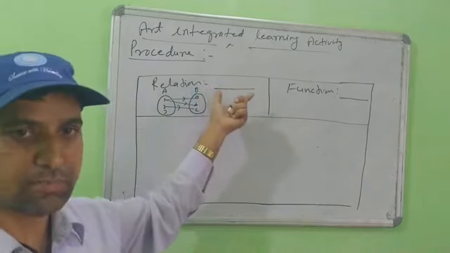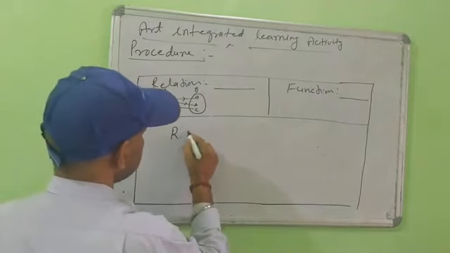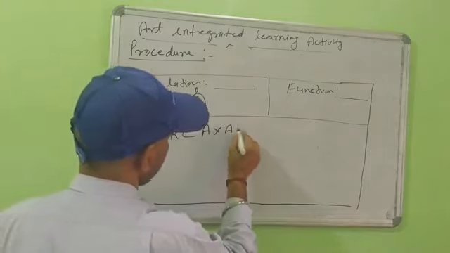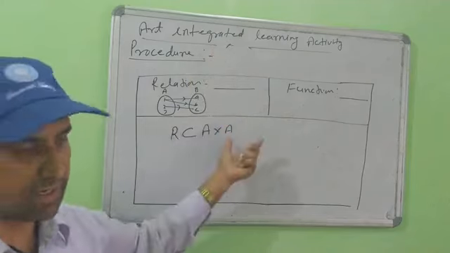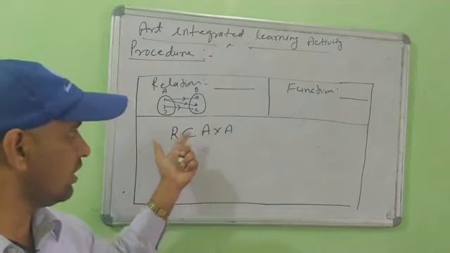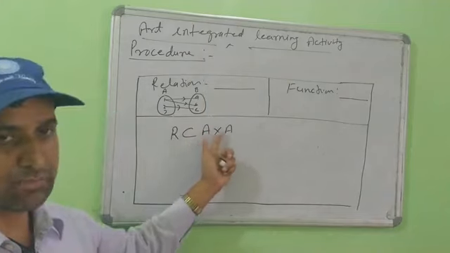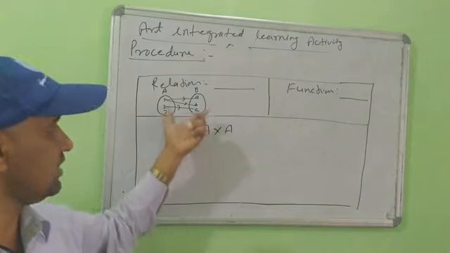Relation is the subset of the Cartesian product of the two non-empty sets. This is a very simple definition, sir. You can write it. What is the relation? Relation is the subset of the Cartesian product of the two non-empty sets. This is a simple definition of the relations.